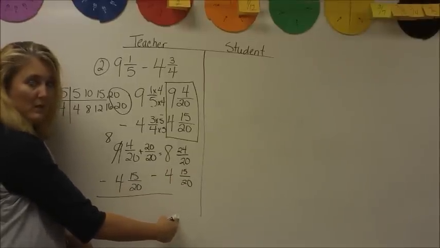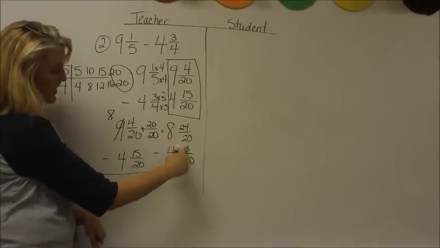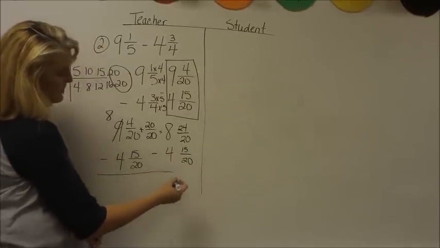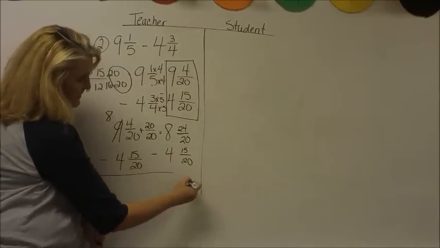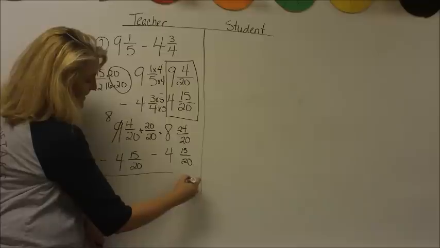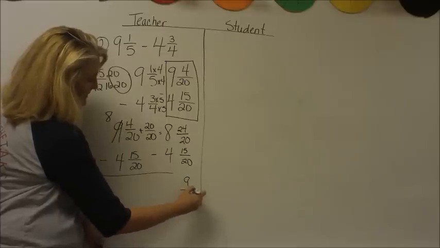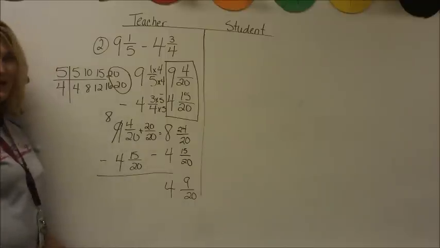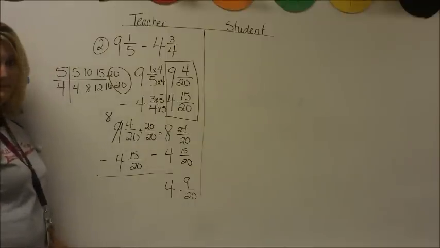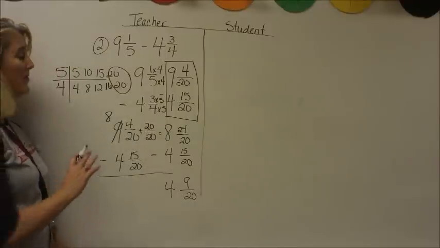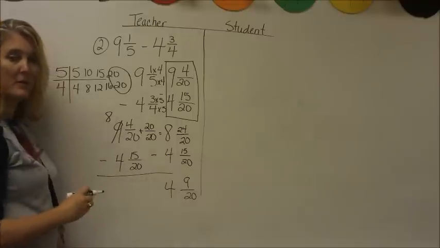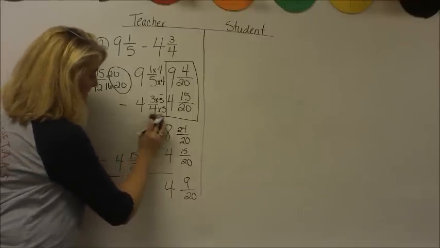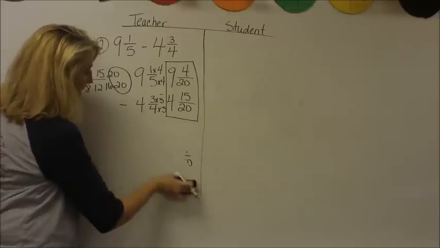Okay, now I can subtract the fractions. 24 twentieths minus 15 twentieths. What's 24 minus 15? That is 9 twentieths. And 8 minus 4 is 4. Okay, that's method 1. All right, now if you don't like the borrowing, I put another method into your notes, okay? I'm going to erase this, so I hope you pause it and go back if you need it.